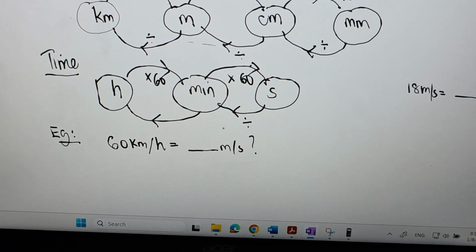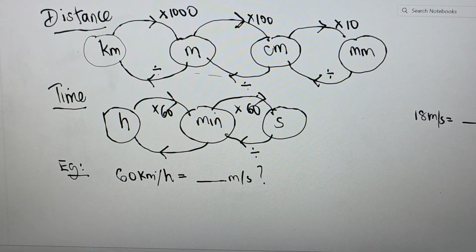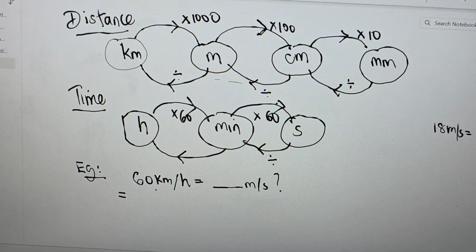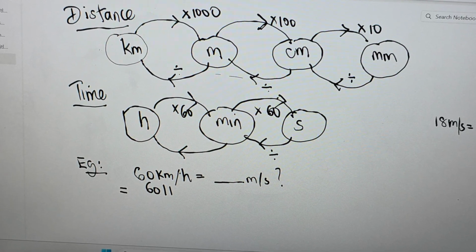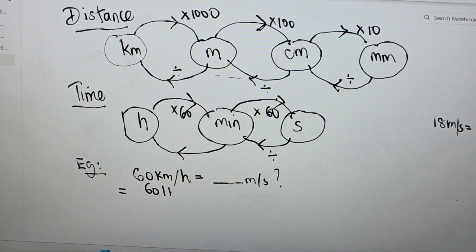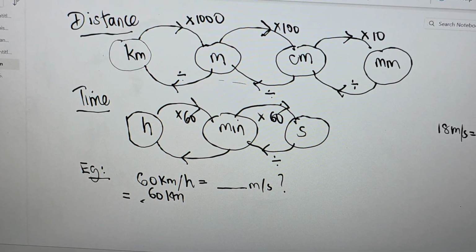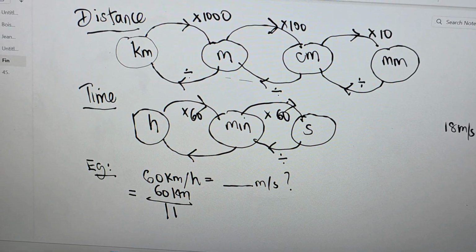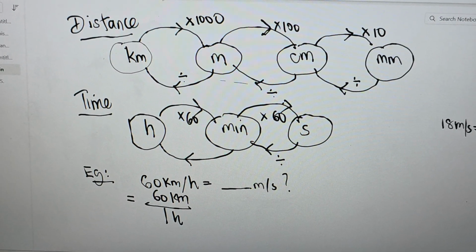Now let's come and do this question. If I want to convert 60 kilometer per hour to meter per second, as mentioned in class, you rewrite it as a fraction. This word per, which is a backslash, means divide. So you write 60 kilometers divided by, if there's no number here, it means 1 hour.